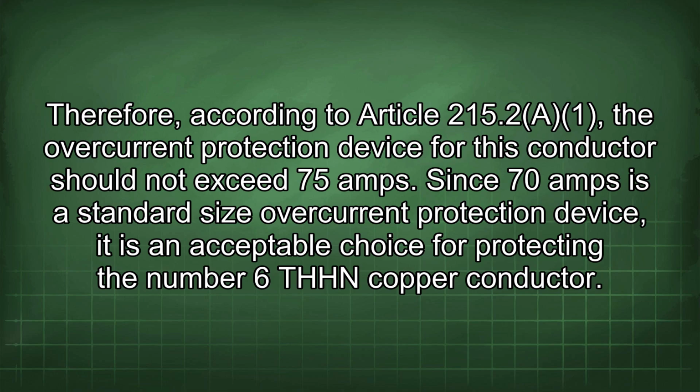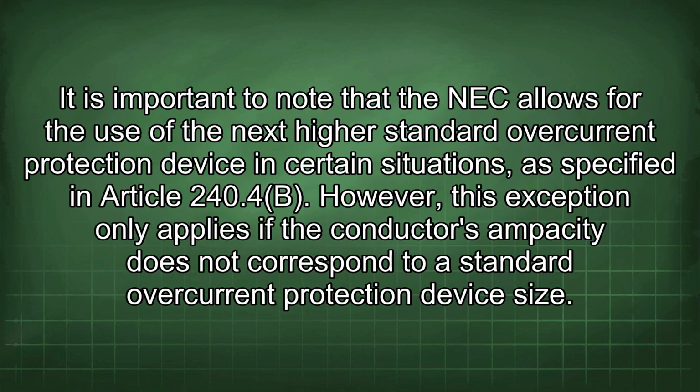Since 70 amps is a standard size overcurrent protection device, it is an acceptable choice for protecting the number 6 THHN copper conductor. It is important to note that the NEC allows for the use of the next highest standard overcurrent protection device in certain situations, as specified in Article 240.4(b). However, this exception only applies if the conductor's ampacity does not correspond to a standard overcurrent protection device size.